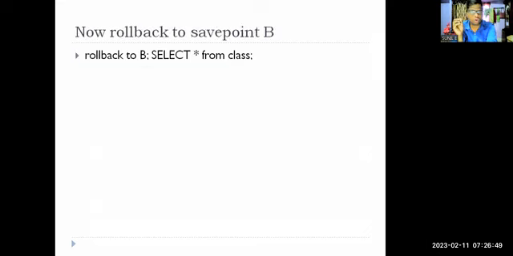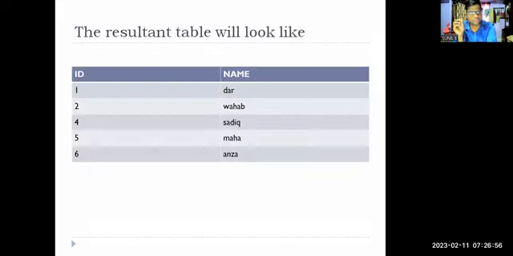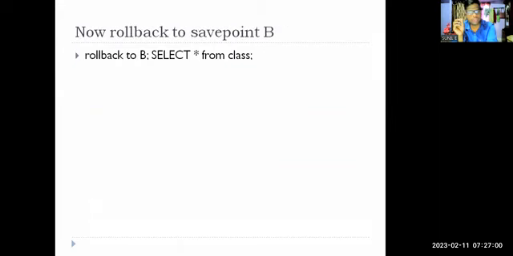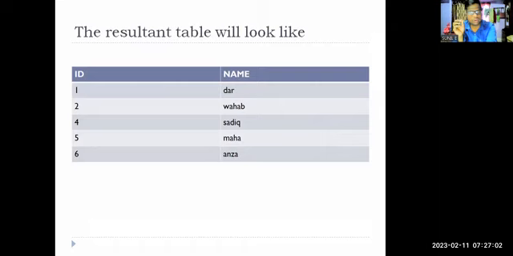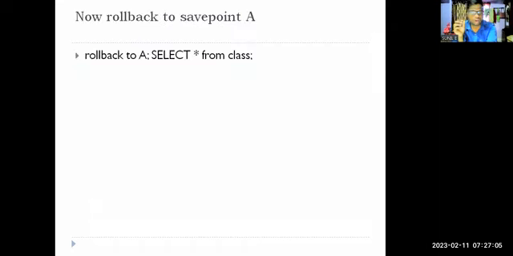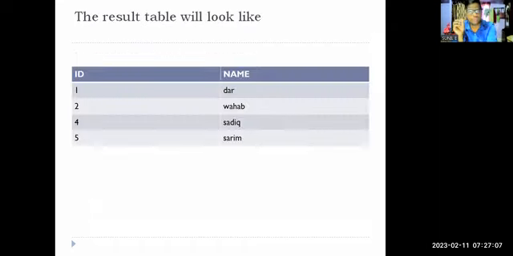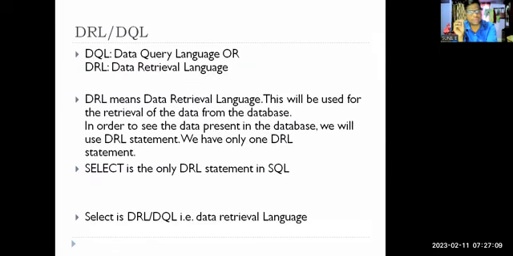Now roll back to savepoint B: rollback to B, then select star from the class. So when we roll back to B, the name after it will be deleted. These are all the examples we are using for the TCL commands.